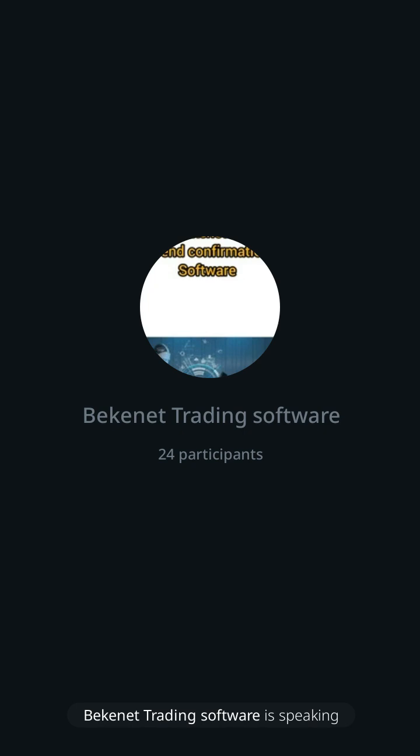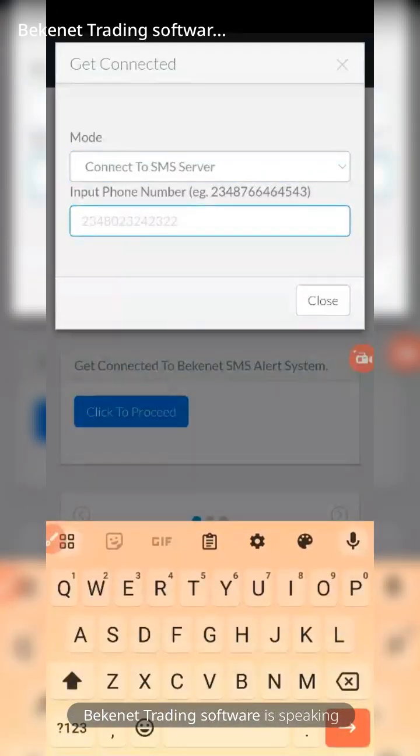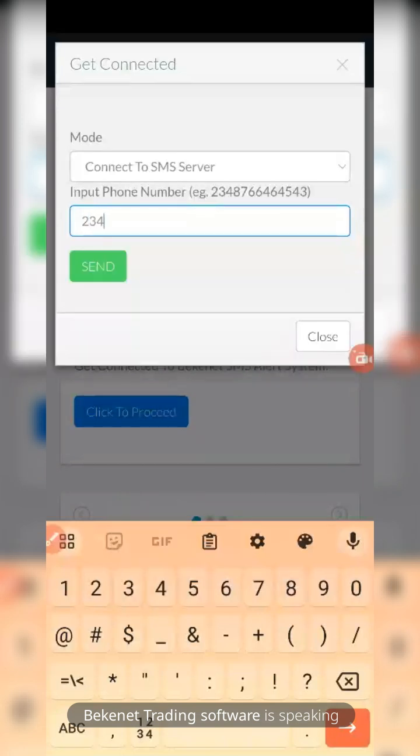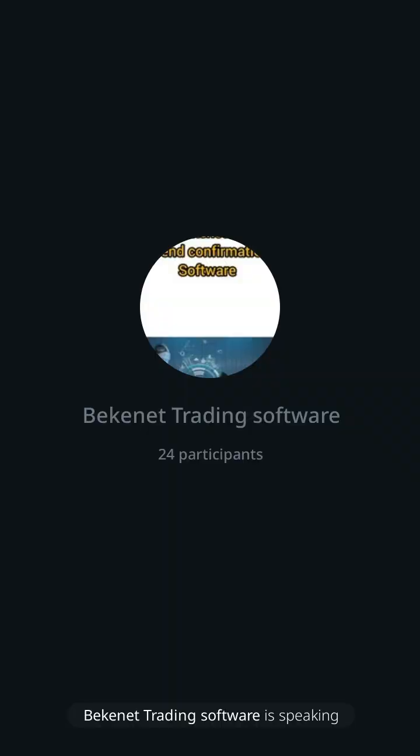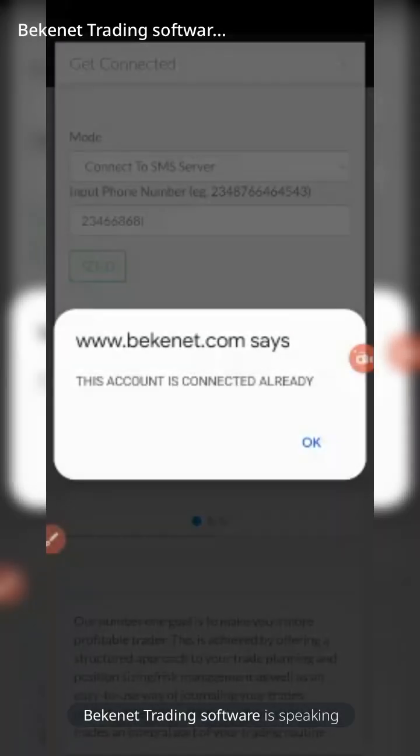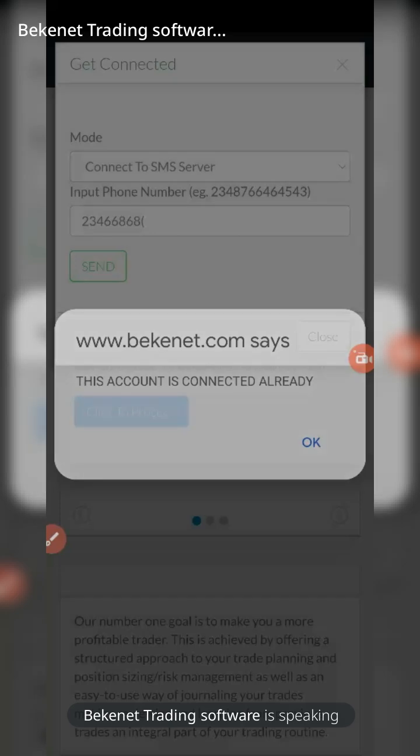The only thing you need to do here is just put your phone number. If you're Nigerian, 234. I've already done mine, so let me put a random number. Just click this. Immediately you click it, it will give me feedback that my number is connected already to the server.